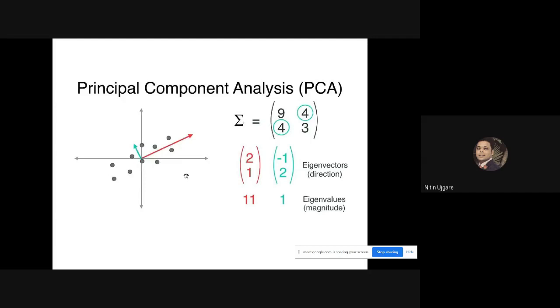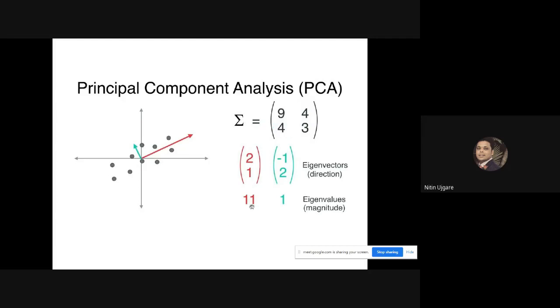Otherwise, this is not something magic that happens here. Why did we get this perfect direction? These perfect directions of the eigenvectors are achieved only because we have considered this covariance matrix. We have the covariance values in our covariance matrix. This is symmetrical actually. The covariance matrix is symmetrical.